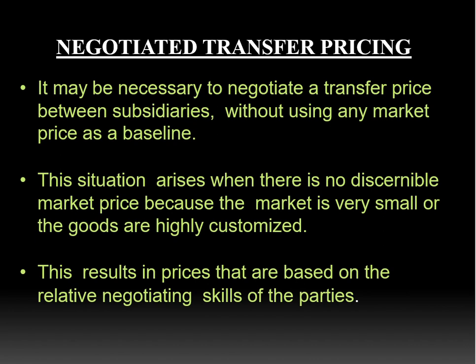In negotiated transfer pricing, it may be necessary to negotiate a transfer price between the subsidiaries without using any market price as a baseline. So the transfer price could be set by negotiation between the buying and the selling division. This situation arises when there is no discriminating market price available, because the market is either very small or the goods which we are going to deal with are highly customized.